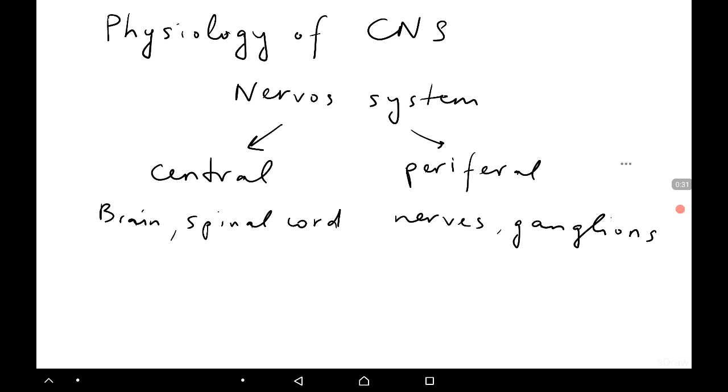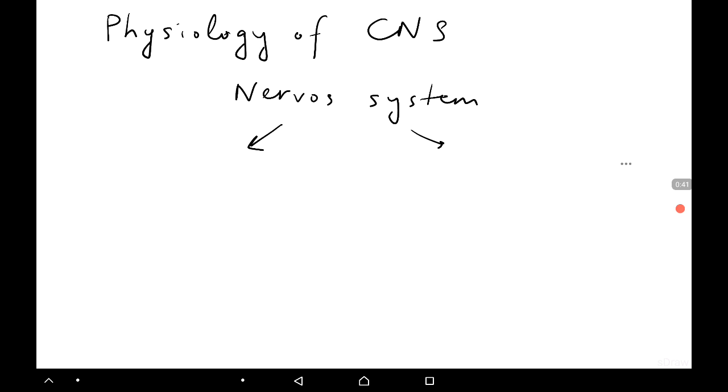Ganglions are the collections of bodies of neurons outside the central nervous system. On the other hand, functionally, nervous system may be divided into the somatic nervous system and autonomic nervous system. Somatic nervous system controls striated muscles. Autonomic nervous system controls endocrine glands, internal organs, and is unconscious.